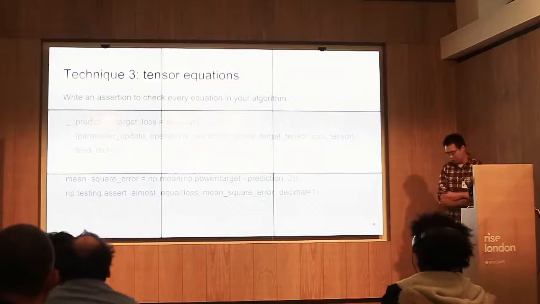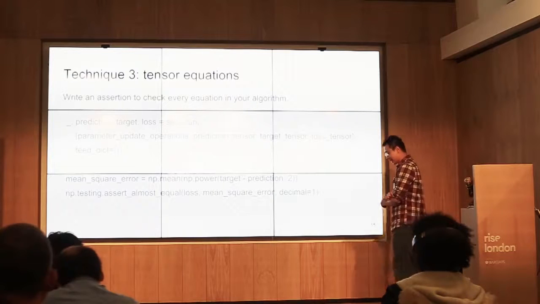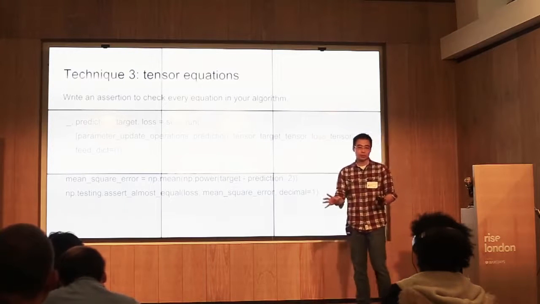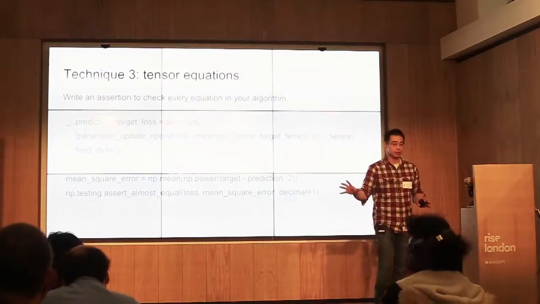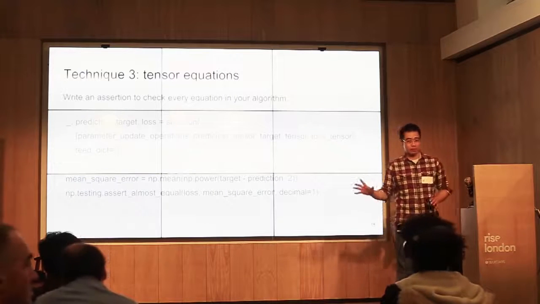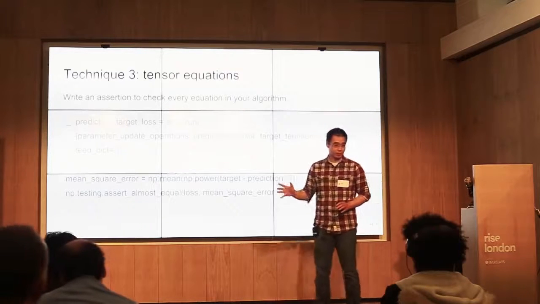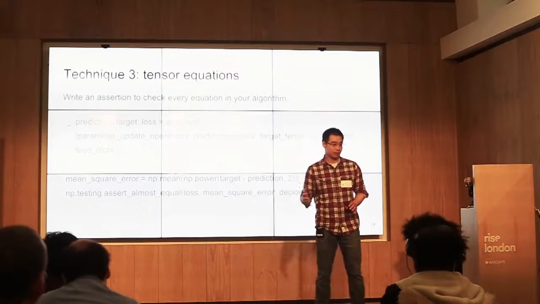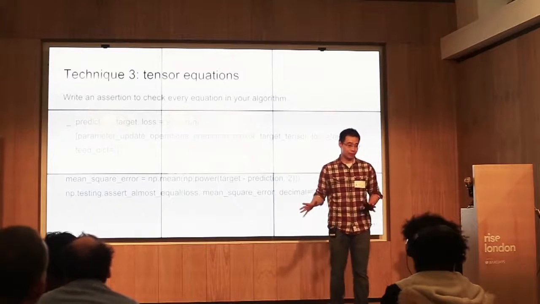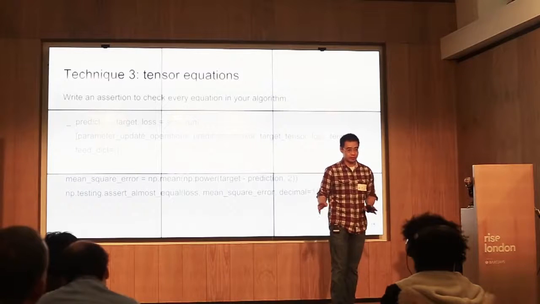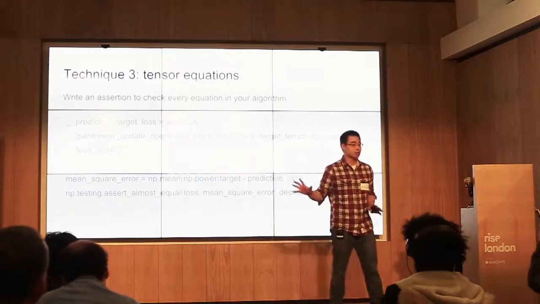Let's continue to the last technique. Now that you verified your shape, you verified your graph structure, you have to verify your numerical computation. A equals B plus 1, not B minus 1. You have to do that. So the way to do it is that you take an algorithm from a research paper.